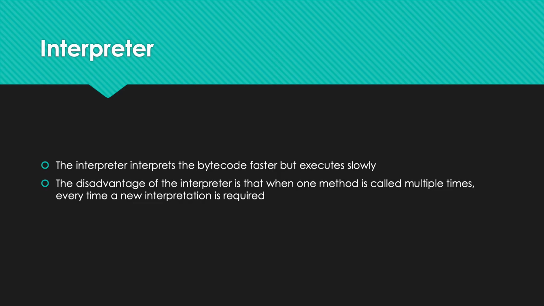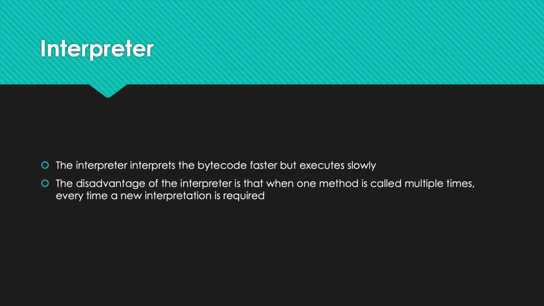So first let's go through the interpreter. The interpreter is going to read the bytecode and execute it. It reads it faster, but when it's executing, it's slower compared to the reading process. Another, major, disadvantage of the interpreter is that if you have a method that is called multiple times, it will require a new interpretation each time. So that is going to be time consuming and resource consuming as well. That's one of the disadvantages of the interpreter.